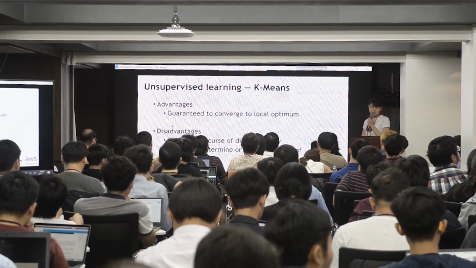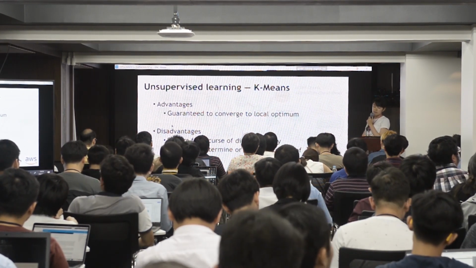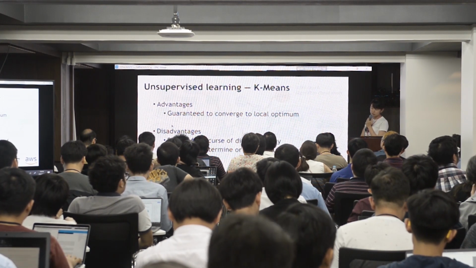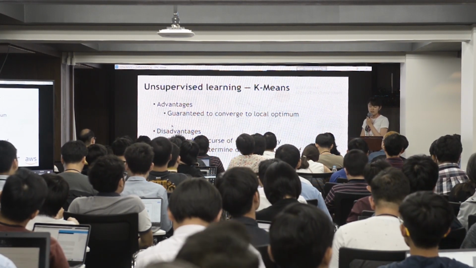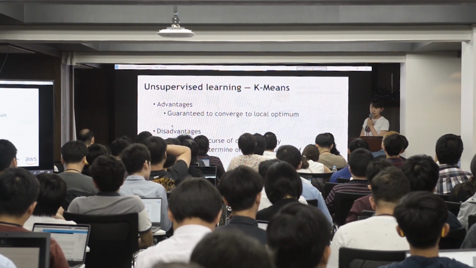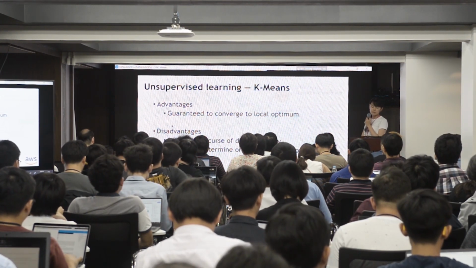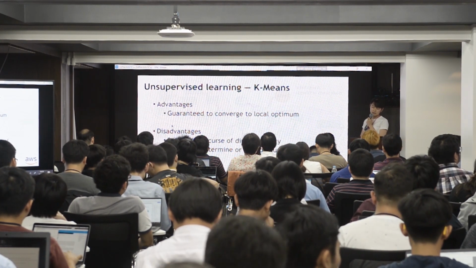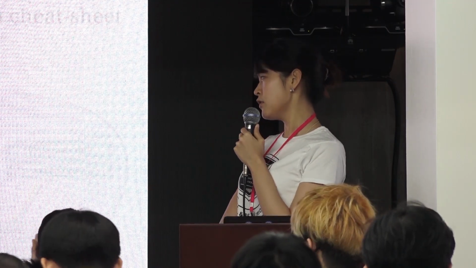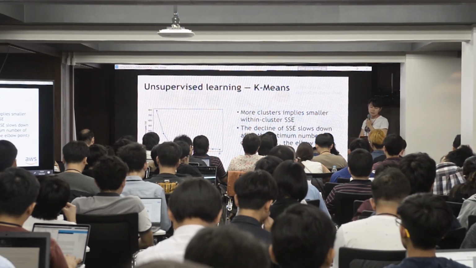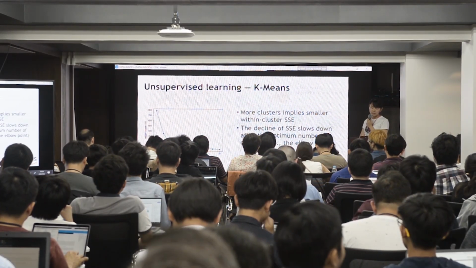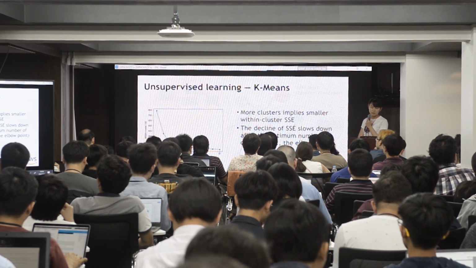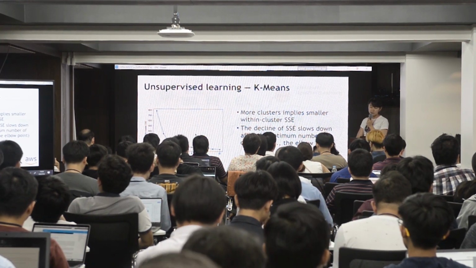The advantage of the K-means algorithm is that it is guaranteed to converge to a local minimum. Probably it won't converge to the global one, but it is guaranteed for local. The disadvantages are that it also suffers from the curse of dimensionality, and the user needs to provide the number of clusters that you want. Even though we know the elbow point is what we want, we need to run this several times, up to a large K, to find the optimal K.